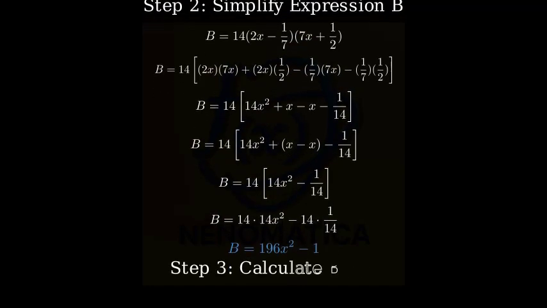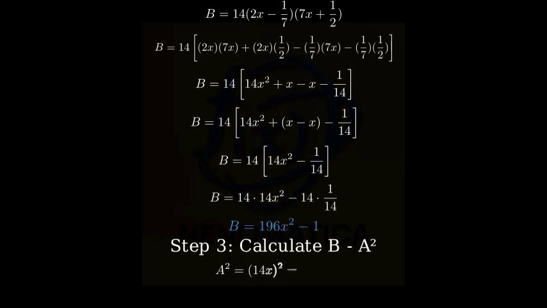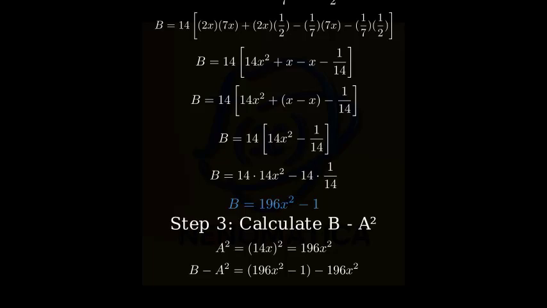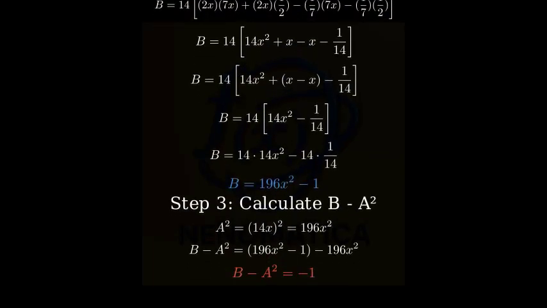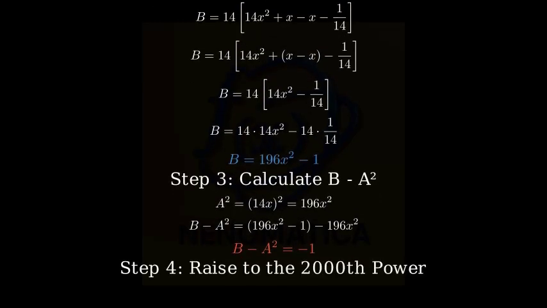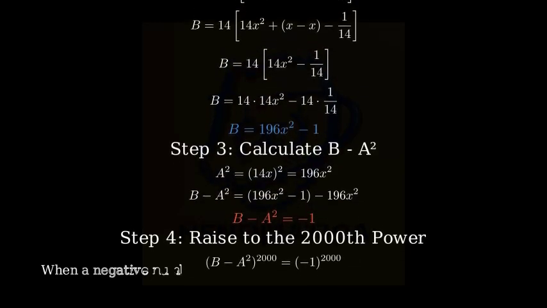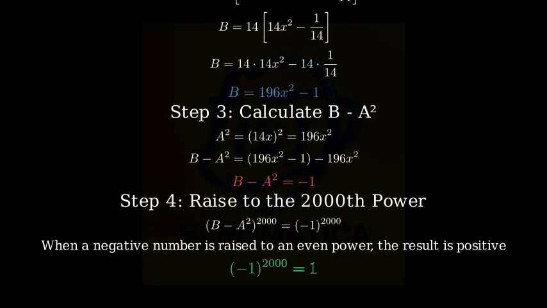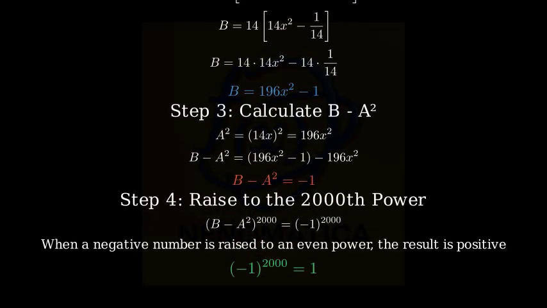Now, let's calculate b minus a squared. First, a squared equals 196x squared. So b minus a squared equals 196x squared minus 1 minus 196x squared, which simplifies to negative 1. Therefore, b minus a squared equals negative 1. Finally, we need to raise this result to the power of 2000. We have negative 1 raised to the 2000th power. Since 2000 is an even number and a negative number raised to an even power is always positive, the final result is simply 1.